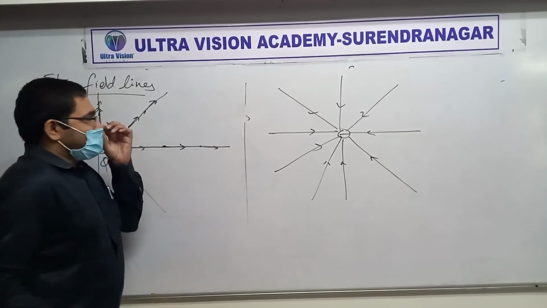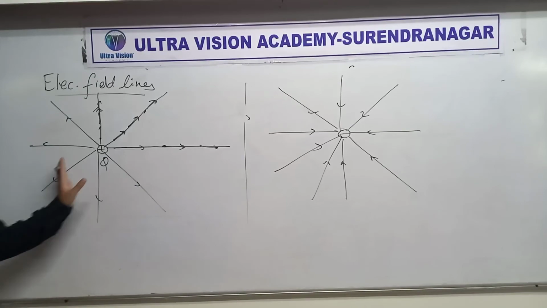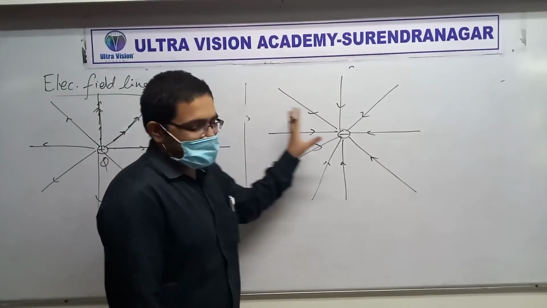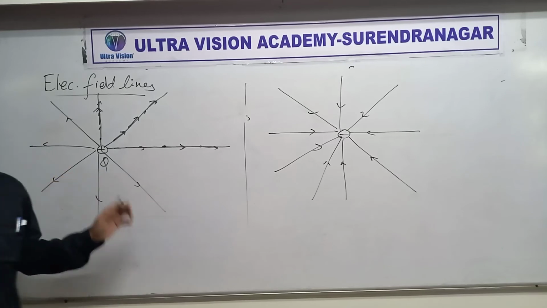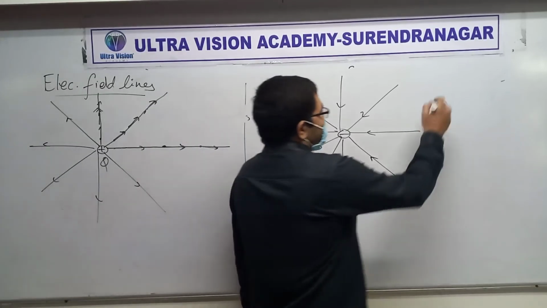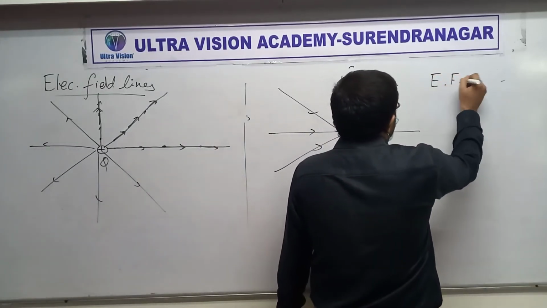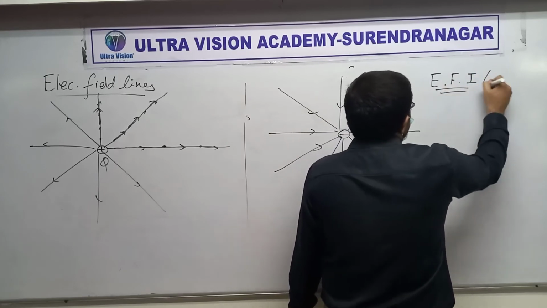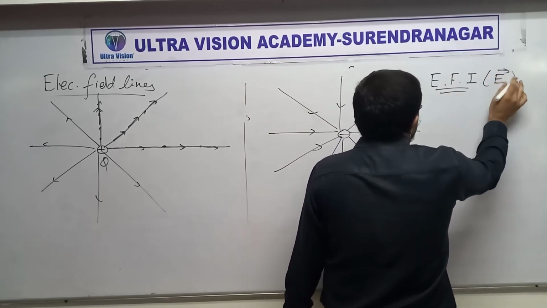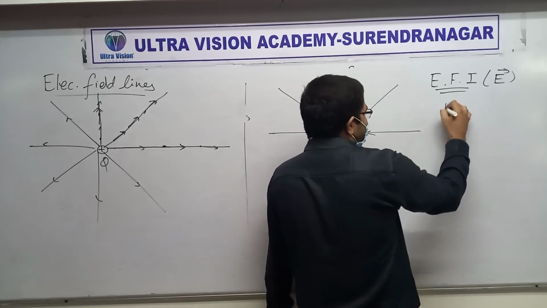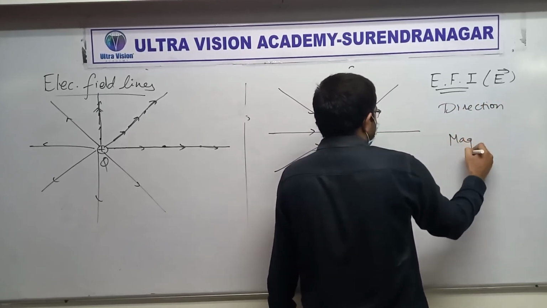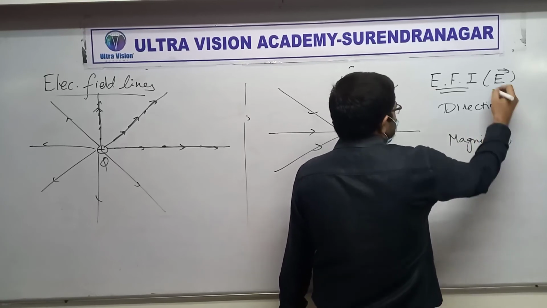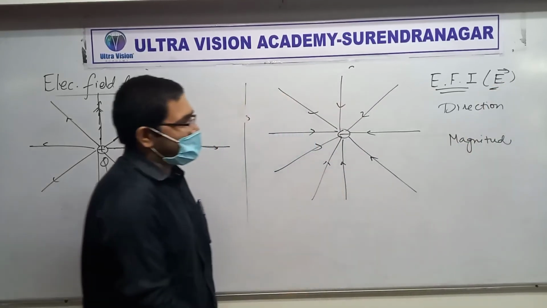Fine. Now, from looking at a field line diagram, we can easily find out about electric field intensity, which is a vector, right? Every vector has two parts. One, direction, and second, magnitude. Correct or not? This is a vector. We can find everything about this vector.